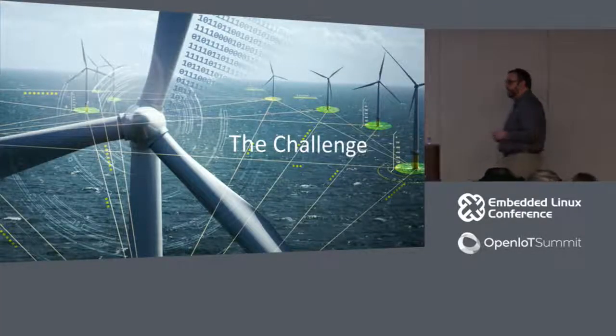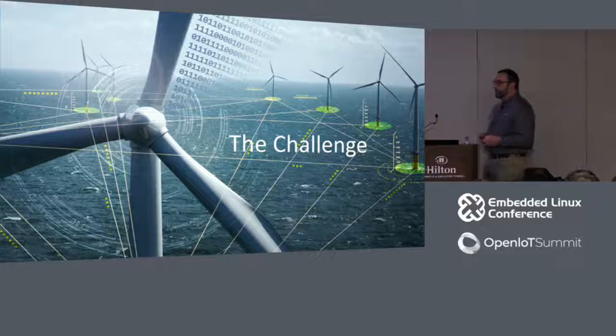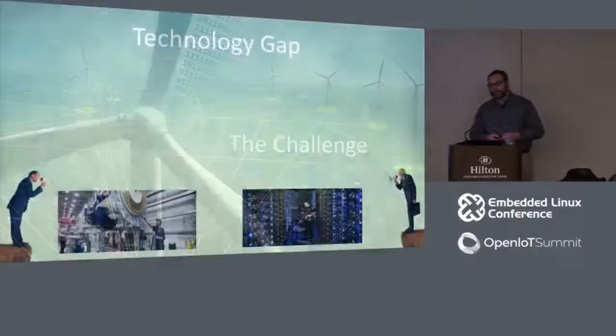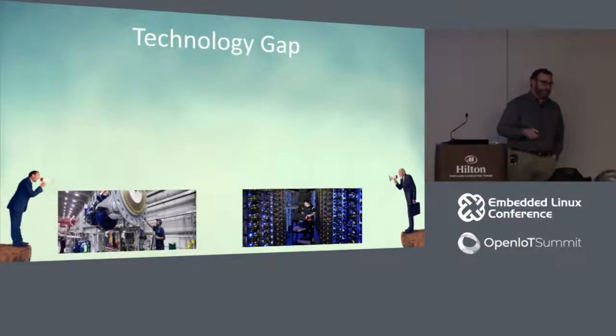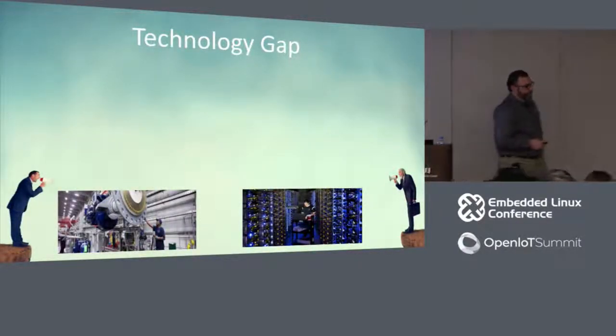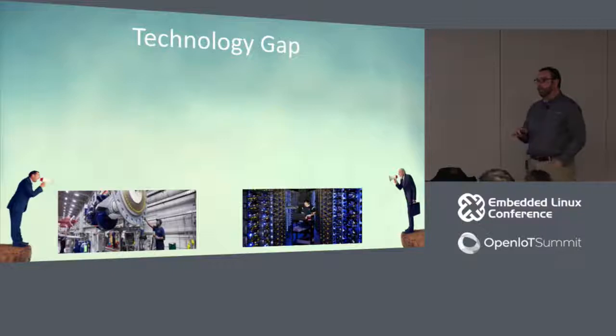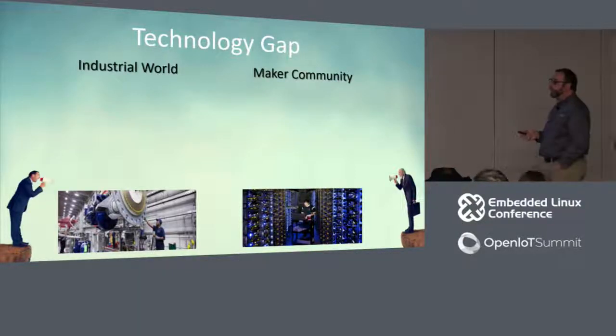So if it was super easy, we would have figured out how to do this already and we'd already be doing it. I wouldn't be up here. So there's a significant challenge in front of us actually getting this done. Now, the biggest challenge that I've seen is that it's really kind of a twofold problem. There's a massive technology gap between the industrial world and the world of the maker community.